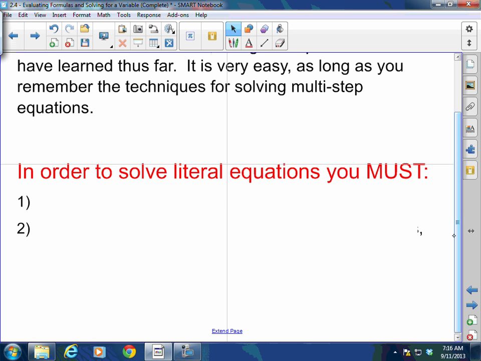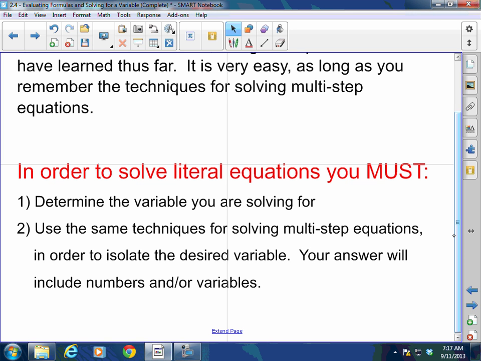In order to solve literal equations, you must, 1, determine the variable you're solving for. Extremely important. You got to find the variable you're solving for. And 2, use the same techniques for solving multi-step equations in order to isolate the desired variable. Your answer will include numbers and or variables. Don't freak out. I know that a lot of times we're just used to saying, okay, x equals 9 or x equals 5 or y equals 17. But in this case, you're going to have perhaps y equals x plus z. And you're going to have to be cool with that. You're just trying to isolate the variable, okay, that they're looking for.